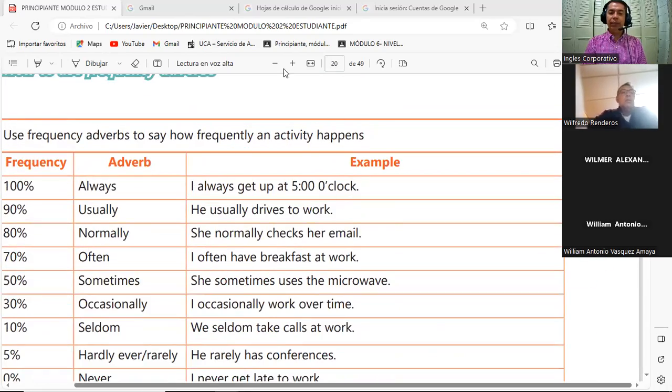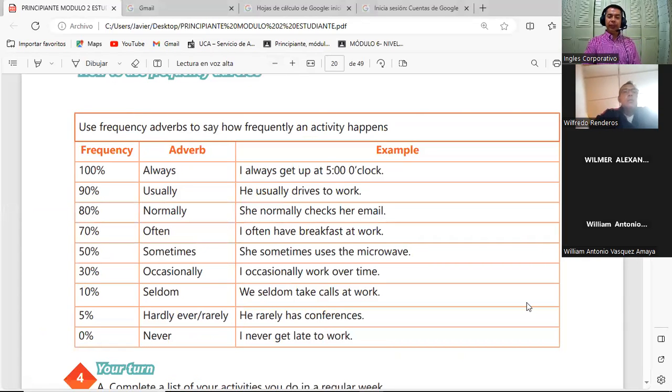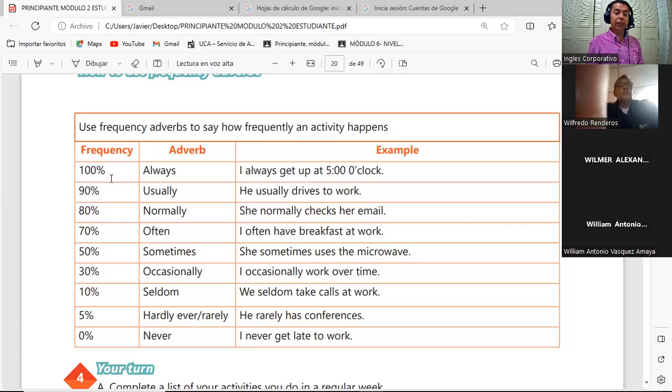Okay, here we have the theory. Look, pay attention, please. 100%, I mean, this is not exactly, but this is for you to have an idea how is the ponderation, right? For example, always is 100%, you say. He always gets up at 5 o'clock, always, no? 90% usually. He usually drives to work. 80% normally, she normally checks her email. 70% often. I often have breakfast at work. 50% sometimes. She sometimes uses the microwave.